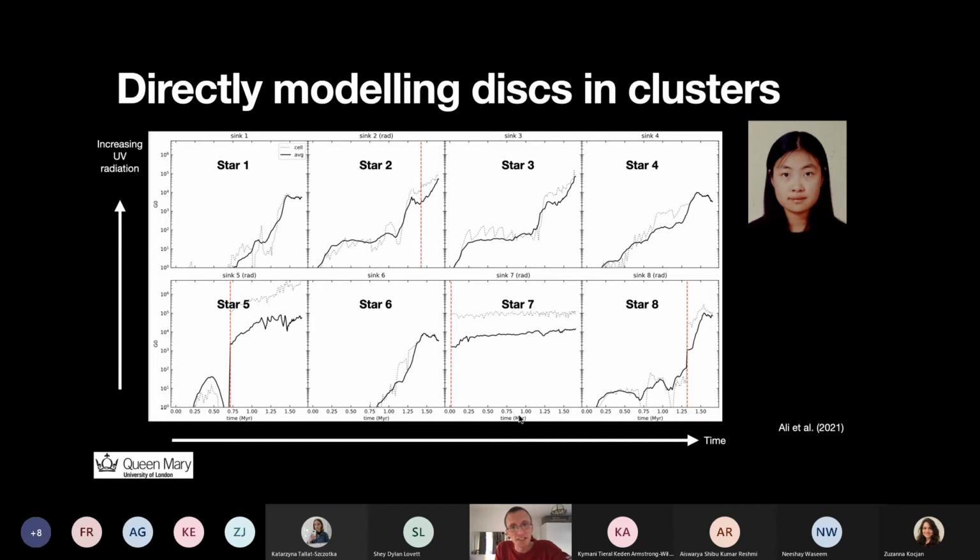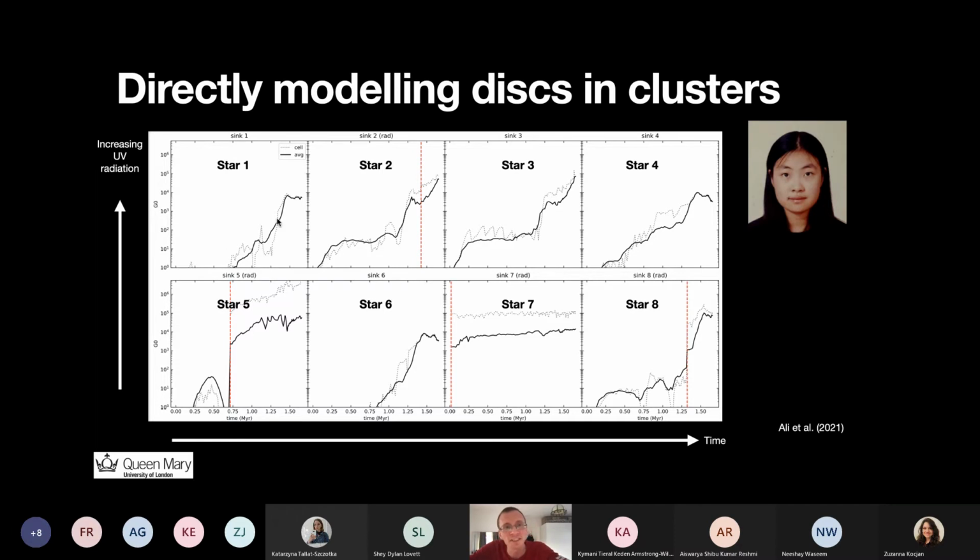So the x-axis in each of these plots for different stars is time, and the y-axis is how strong the radiation is. And you can see it's not constant with time, which is what we normally assume. It jumps all over the place. It can go up and down. Maybe it passed behind a cloud here and got shielded. Generally, though, as you disperse all that star-forming gas, it is just getting stronger over time.